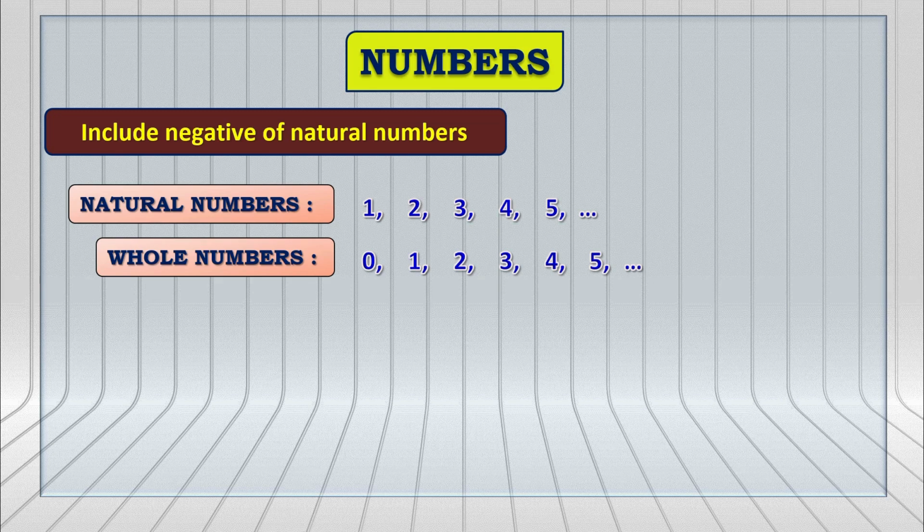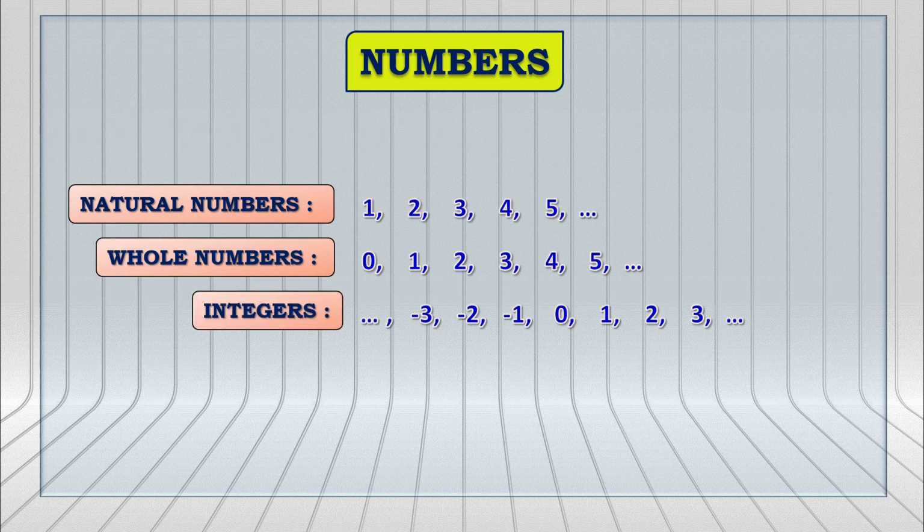Now let us include the negative of natural numbers. So that is -1, -2, -3 like this. So these are called the integers. So integers are the whole numbers plus the negative part of it.